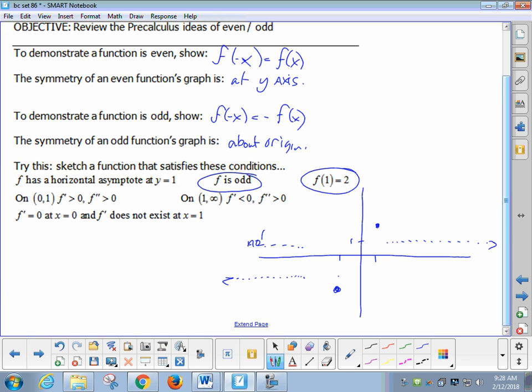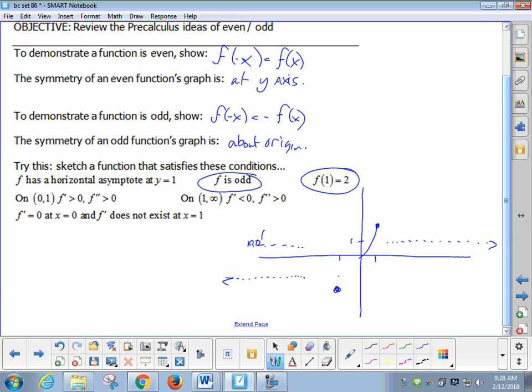All right, let's go on the interval from 0 to 1. That's an interval, by the way, not a point. On the interval from 0 to 1, f prime is positive, f double prime is positive. Give me the two behaviors implied by that statement. f prime positive, f double prime positive. Increasing, concave up, beautiful. Would you draw a 0 to 1 increasing and concave up?